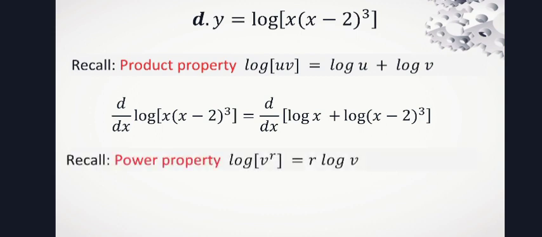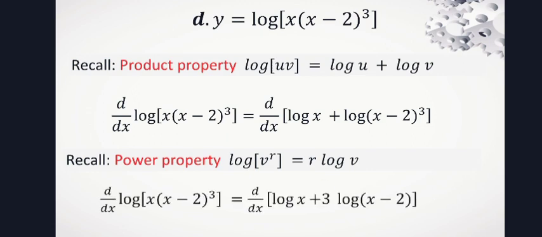Okay? And also recall the power property. The logarithm of v raised to r, r is the power, is also the same as r log of v. So, yung nasa last log natin kanina, na merong exponent na 3, pwede nating ilagay sa harap ng log yung 3 by applying the power property. Okay, so rearrange na natin. So, we will get log of x plus 3 times log of x minus 2. So, wala na tayong power na makikita dito. So, pwede na siyang i-differentiate.